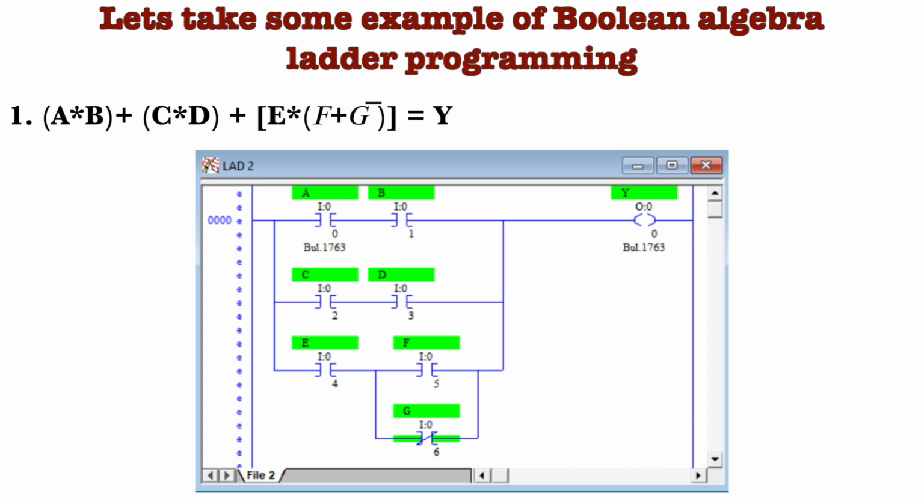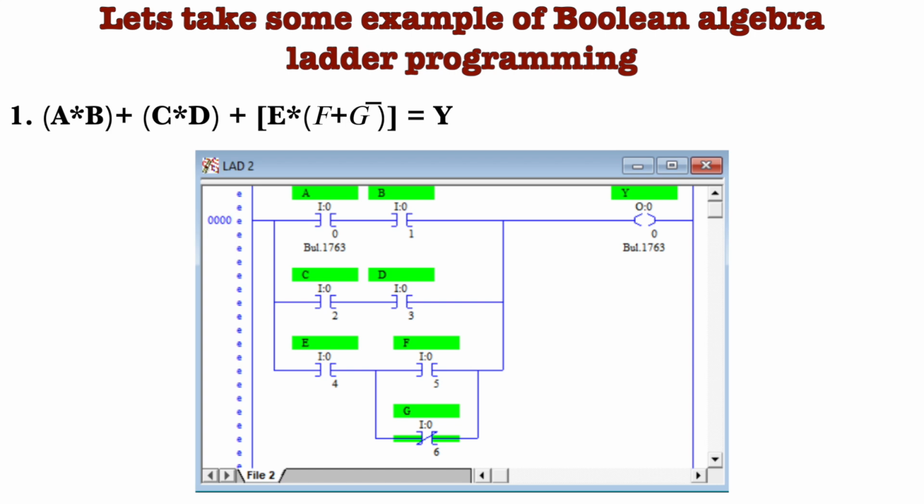Next, to implement the F plus G bar, we have connected the F and the G switch in parallel form, but here we have used the G in the normally closed condition to implement the complement of G. Okay, and to AND it with the E, we have connected E in series with the parallel of F and G. Since all of these Boolean multiplied functions are connected by plus, we have connected all these A, B, C, D, E, F, G forms in parallel connection to get the output in the Y.